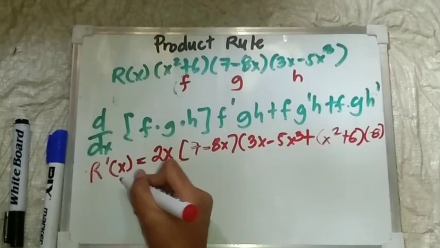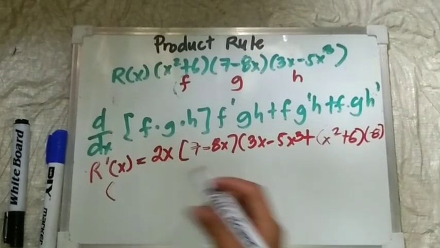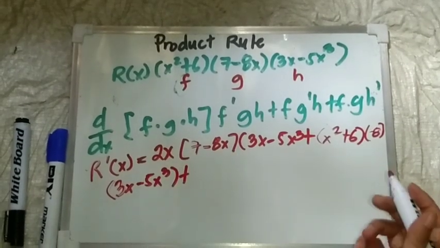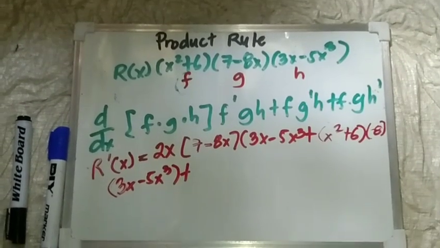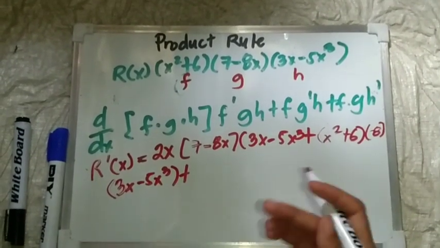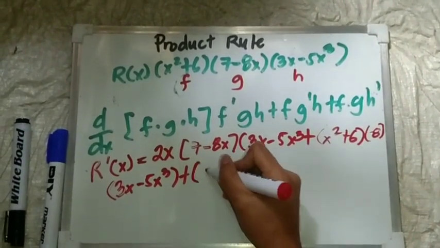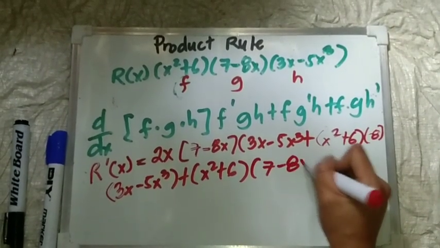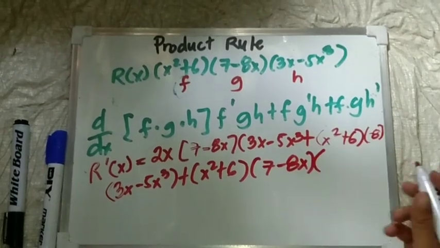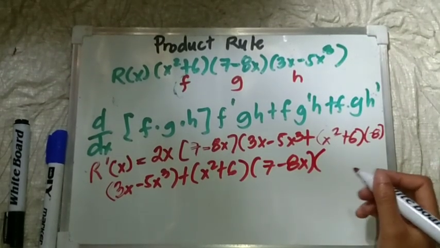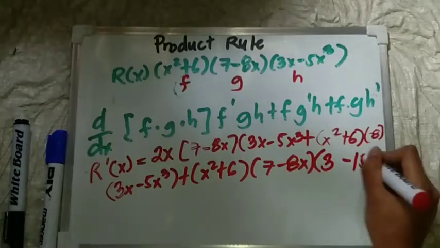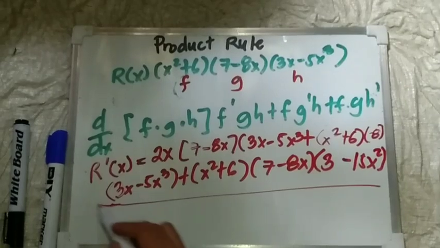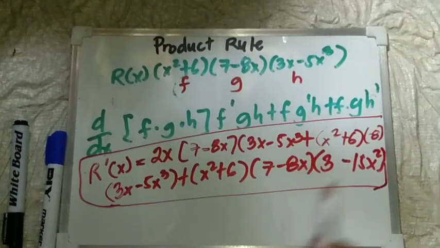Now times h, which is 3x minus 5x cubed, plus f, which will stay the same, and also g stays the same. We will just copy. We have here x squared plus 6, and then times 7 minus 8x, times our h prime, which is 3 minus 15x squared. So this is the answer, no need to simplify it. So that is the product rule.